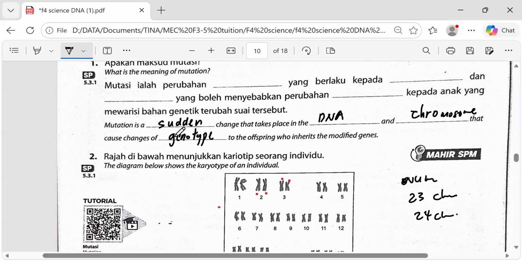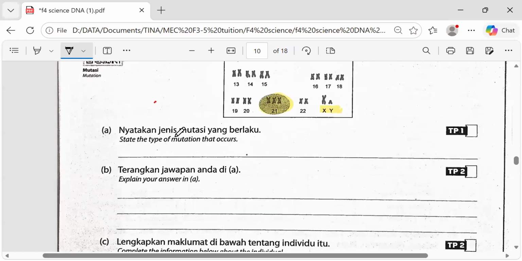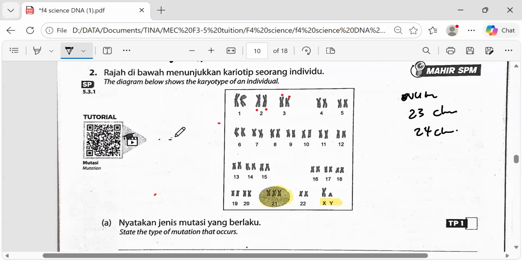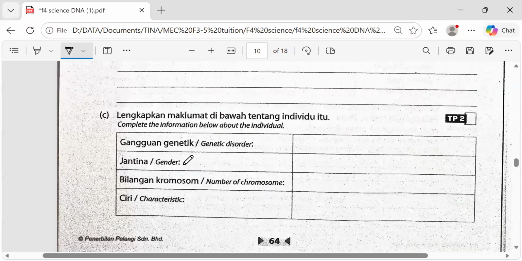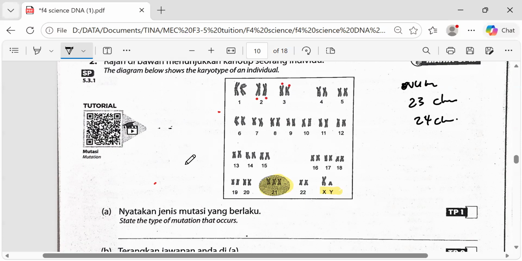Okay, this person has mutation. There are two kinds of mutation. One is called chromosomal mutation. Another one is called DNA mutation. Okay, right? Can you try and do this question? Just try. This one is about Down syndrome.